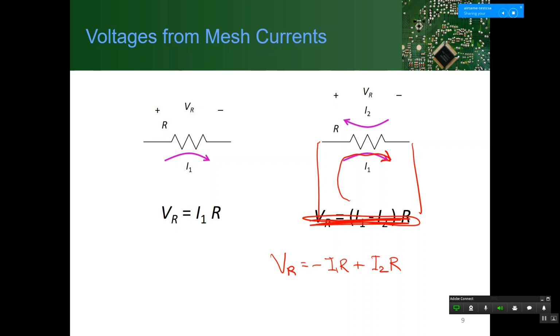Plus I2R. It's not going to be an absolute value. The current is going to be either a positive or negative number. The positive and the negative will determine if you correctly chose the direction. So if you correctly chose it, it'll be positive. If you incorrectly chose it, it's going to be negative. Simple as that. Okay?